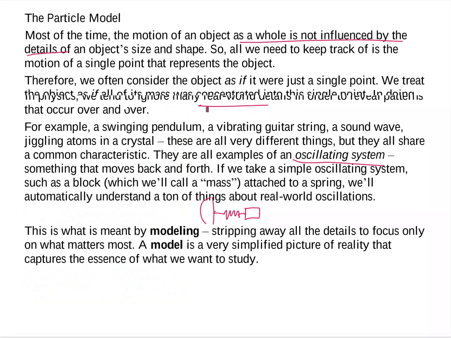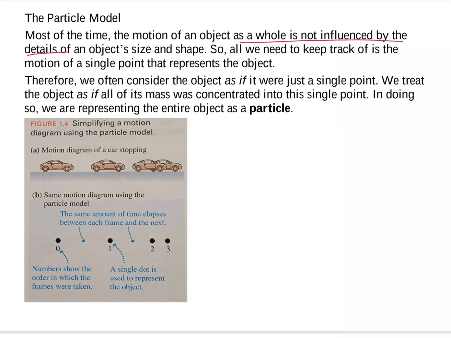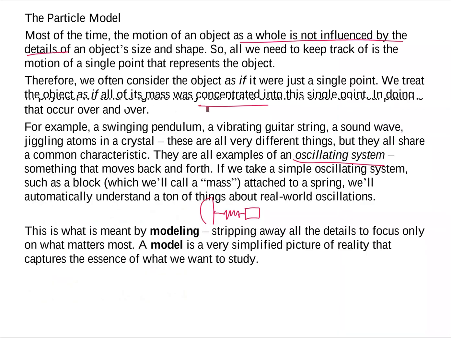All we need to do is keep track of the motion of the single point that is represented by the object. So therefore, we consider the object as if it was just a single point. We treat the object as if all of its mass was concentrated into that single point, and it all moved together. No rotation, no twisting, no turning, nothing. It just moved all as one single point. In doing so, we're representing the entire object as a particle, and that's where the particle model comes from.